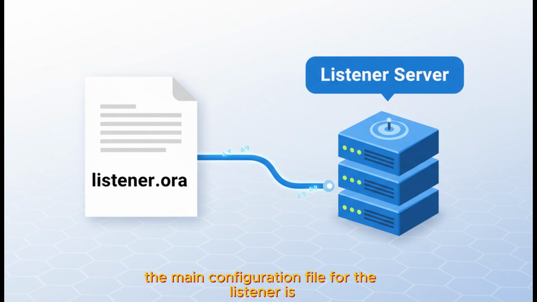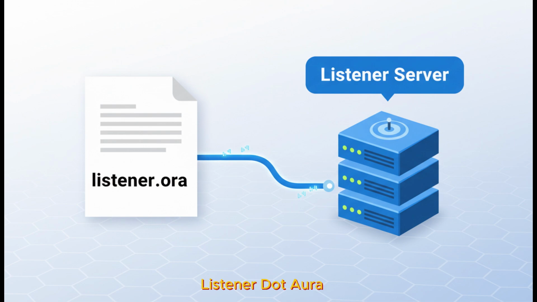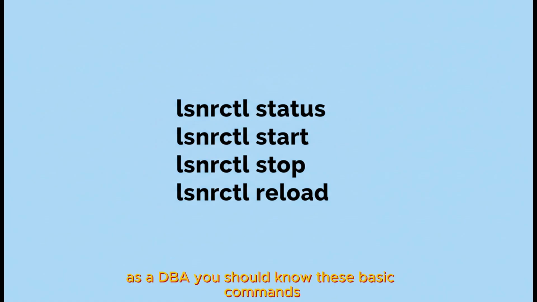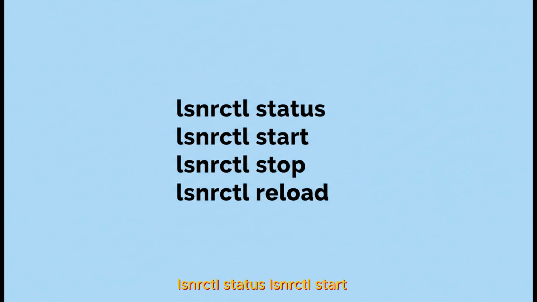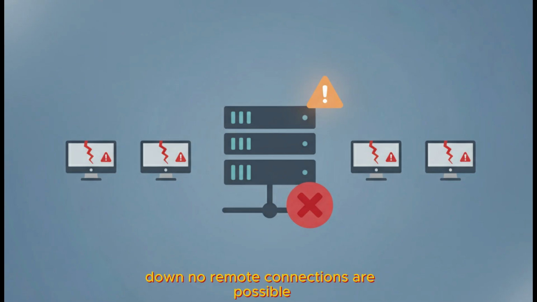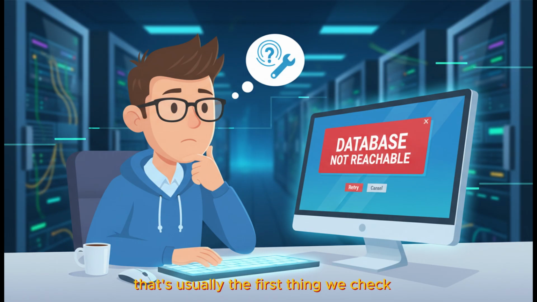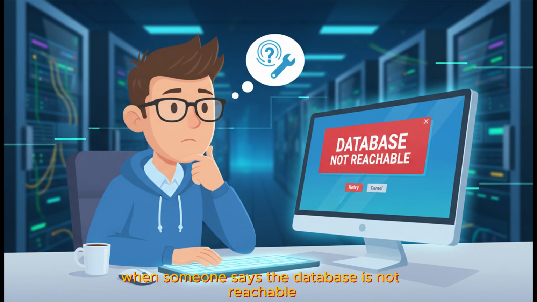The main configuration file for the listener is listener.ora. As a DBA, you should know these basic commands: lsnrctl status, lsnrctl start, lsnrctl stop, lsnrctl reload. If the listener is down, no remote connections are possible. That's usually the first thing we check when someone says, the database is not reachable.